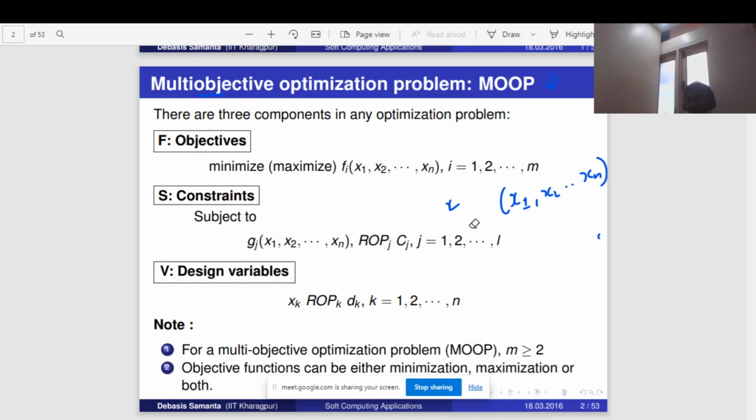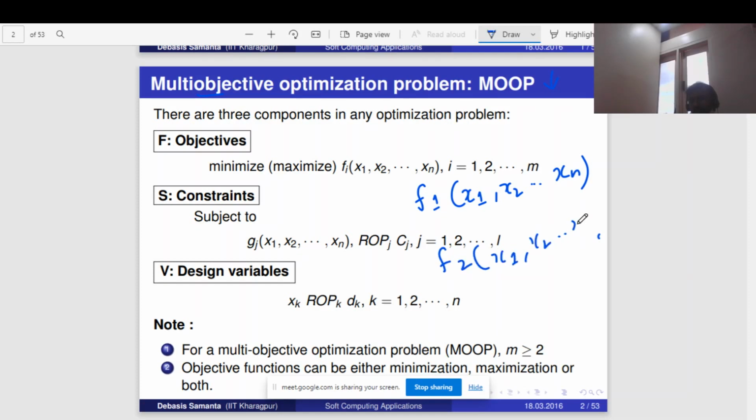But in case of a multi-objective optimization problem, we will not have just one objective. We'll have more than one objective function. There may be a function f1 working on the design parameters x1, x2 up to xn. There may be another function f2 on x1, x2 up to xn, and another function f3, which is also working on these design values x1, x2 up to xn.